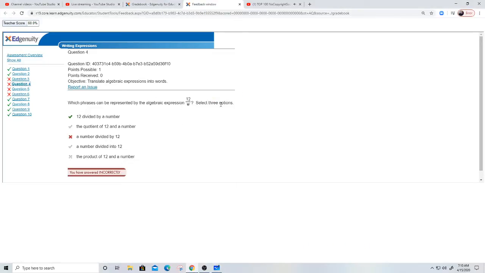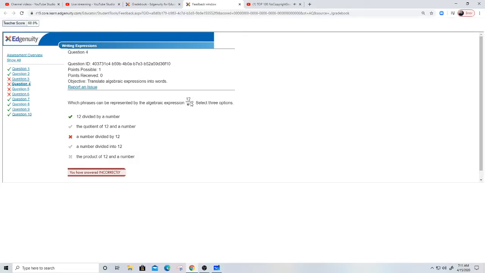Again, tricky one here. They said select 3. You selected 1. Which phrases can be represented by the algebraic expression 12 over W? I also know this is 12 divided by W. Also, because I'm dealing with division, I'm probably going to see the word quotient. I'm just kind of thinking through it right now. So let's go through. Good job. Selected 12 divided by a number. Look, the quotient of 12 in a number. This just means the answer to a division problem. So quotient, answer to a division problem, and we have.